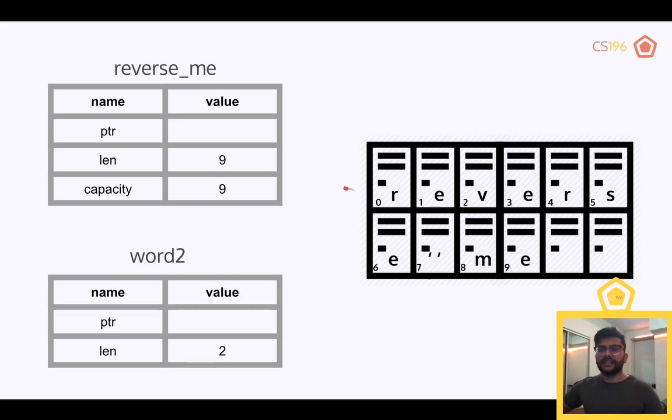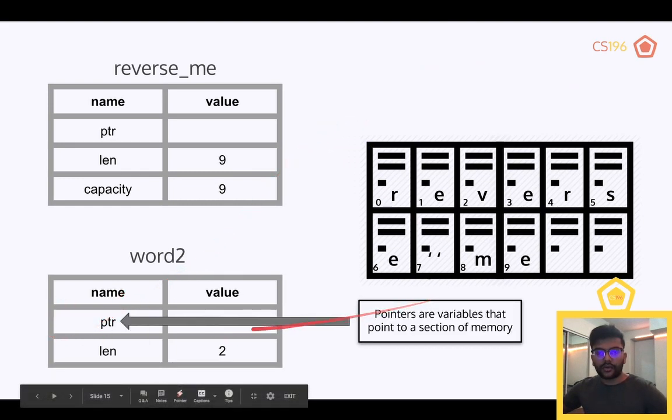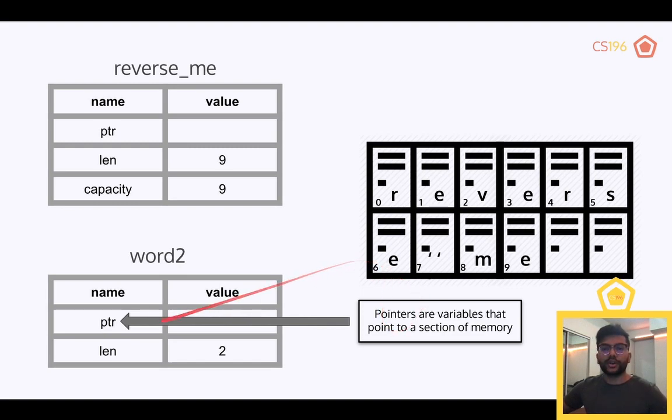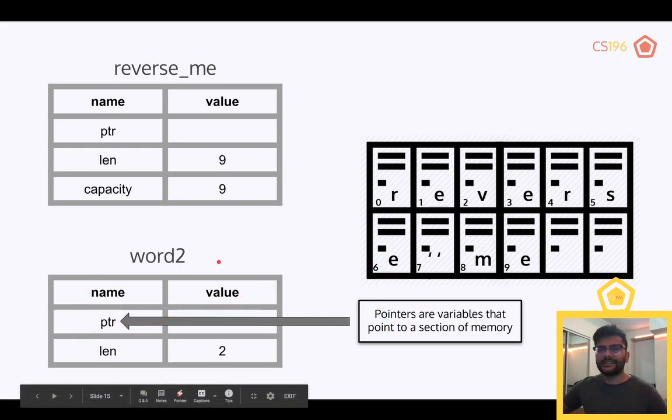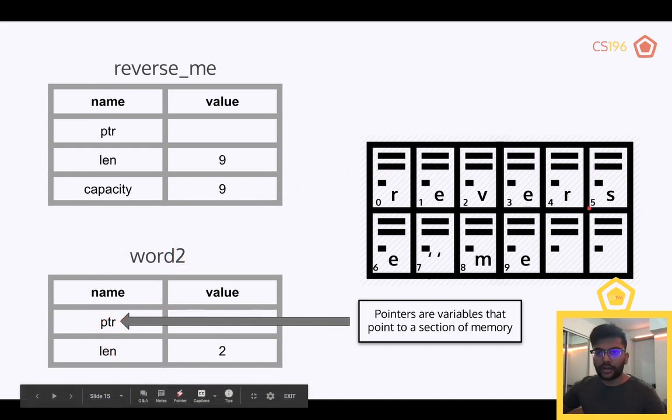So let's see how this actually looks. This is our actual string here, reverse me. And this is the full thing. This is the whole collection. For word2, firstly, pointers are variables that point to a section of memory. You learn more about this in 225 and 241, but all you have to know is that this points to a part of memory.